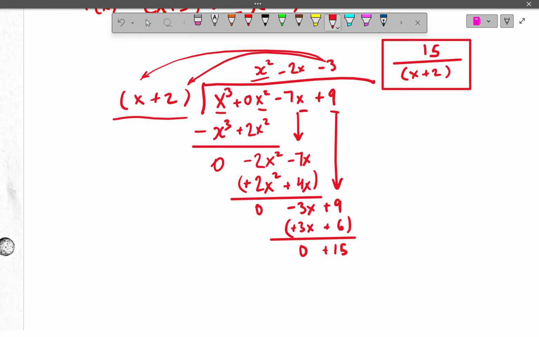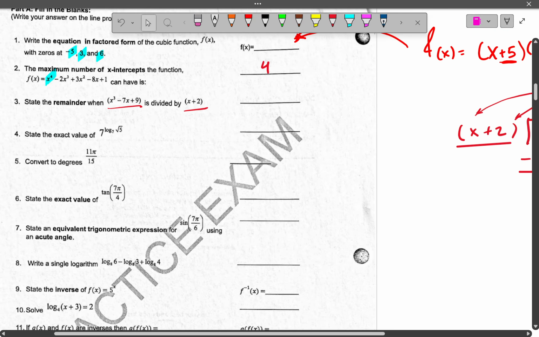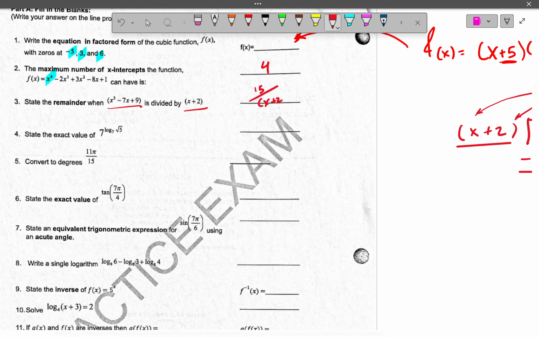Normally, or often, when you're asked to do this polynomial division, you'll just get 0. You don't get a remainder. But in this case, we do have a remainder. We had 15, and we take 15 and we divide it by whatever we're dividing our first polynomial by. So we're dividing it by x plus 2. So that's how I got that first answer. Our remainder is 15 divided by x plus 2.